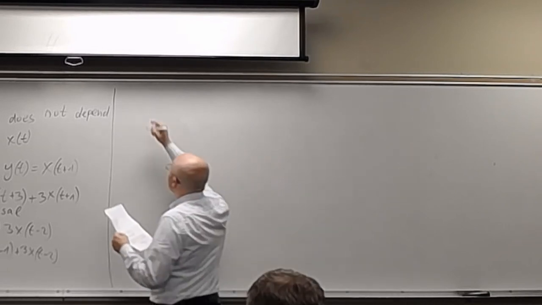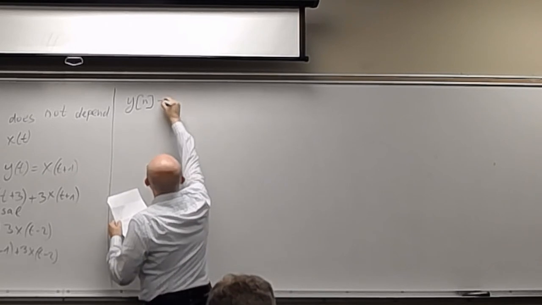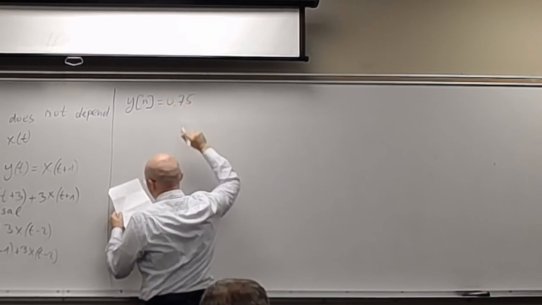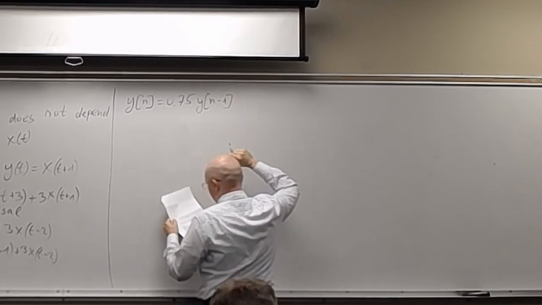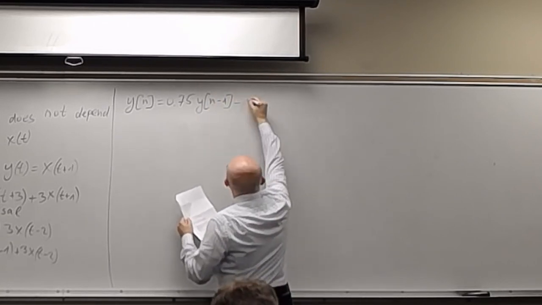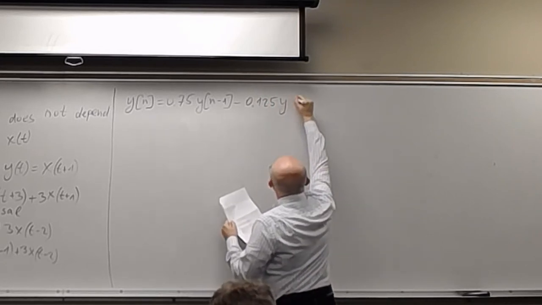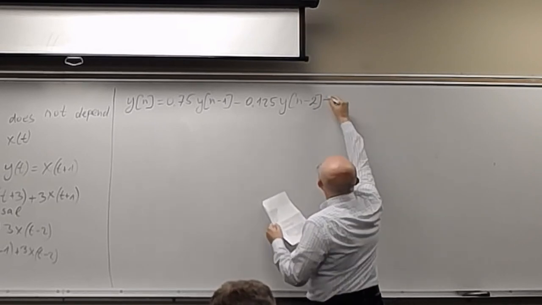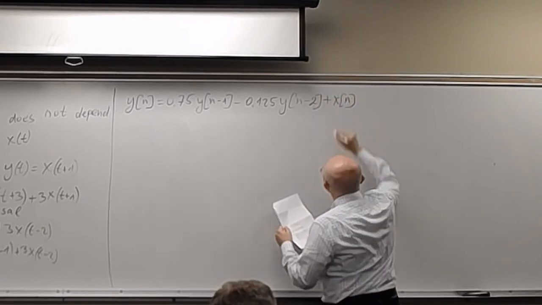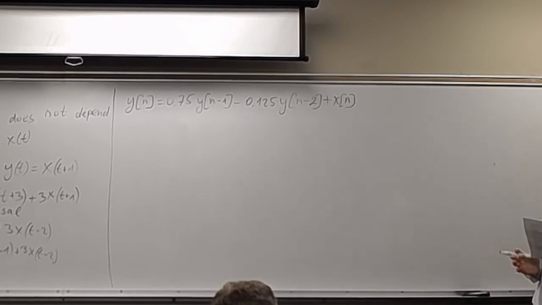We have a system which is defined like that: y of n equals 0.75 y of n minus 1, minus 0.125 y of n minus 2, plus x of n. And the question is to check if the system is time invariant, causal, memoryless, all those properties.